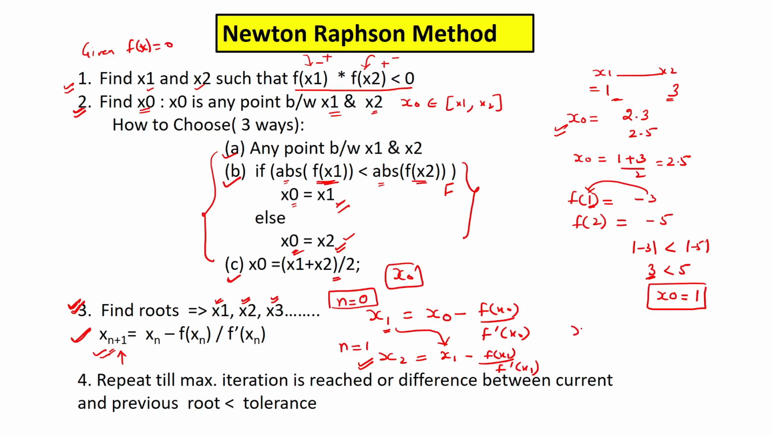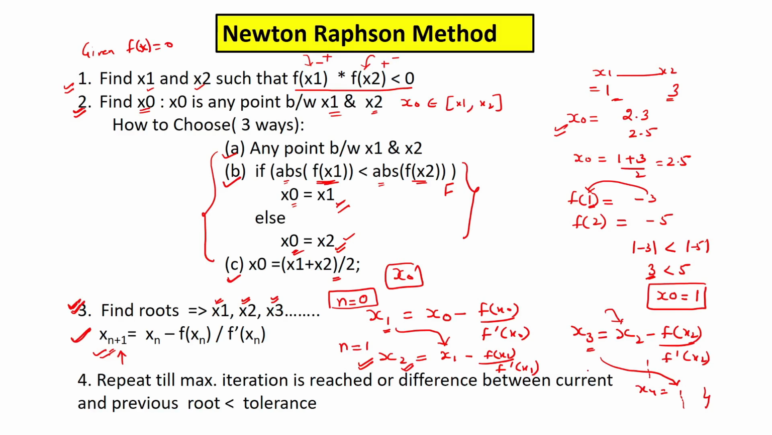So similarly, if you find x3, then what will be the formula? So x3 will be x2 minus f of x2 upon f dash x2. That means to find the x3, we are taking the help of this x2, which was found in the previous iteration, okay. So similarly, the next iteration will take the help of this x3, and so on. We will keep on repeating, and we will be finding the next roots.